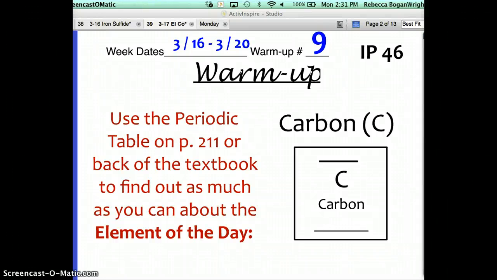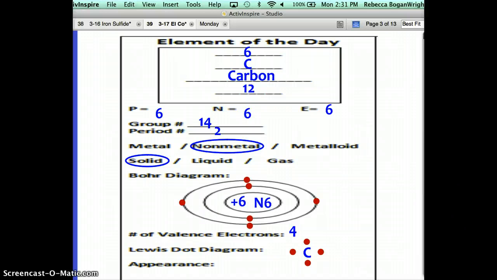Today is Tuesday, and we are doing our element of the day. The element of the day is carbon. Here are some facts about carbon that you already know because you already wrote this down. You know that carbon has 6 protons, 6 neutrons because 12 minus 6 is 6, and 6 electrons because this is electrically neutral. It is found in group 14, period number 2.